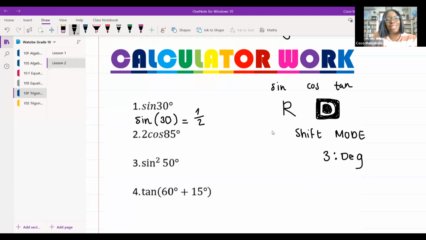All right, so this one says 2 cos 85. So what you're going to do, Kama, is go on your calculator and type in 2 times, and then click cos. The calculator is going to open a bracket. Yeah. 85. Close bracket.